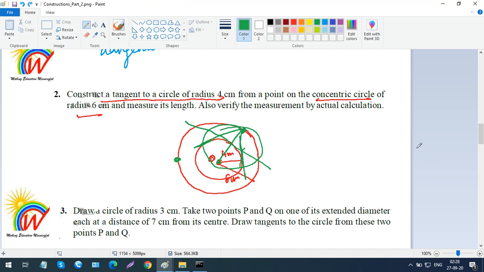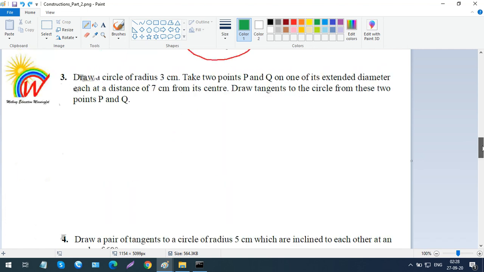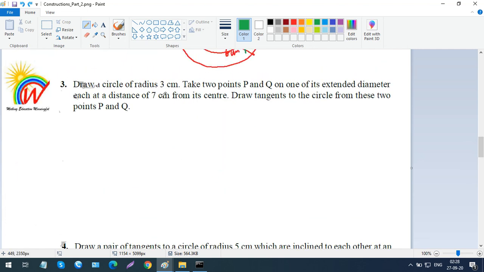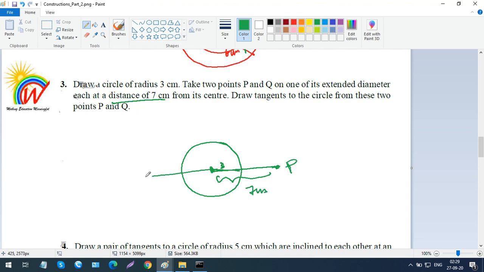Now come to the next question, the third question. It says draw a circle of radius 3 centimeter. So you draw a circle of radius 3 centimeter again. Then they are saying take 2 points P and Q on one of its extended diameter, each at a distance of 7 centimeter. So here this is 3 centimeter. From here you should move further more. This whole thing should be 7 centimeter. This side one, let's say P, the other side, let's say Q. Both are 7 centimeters away.